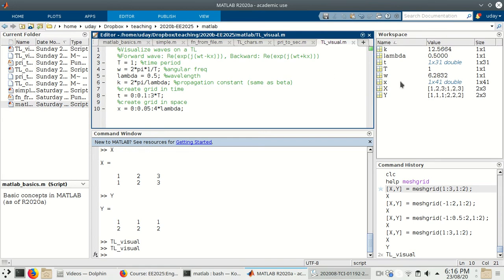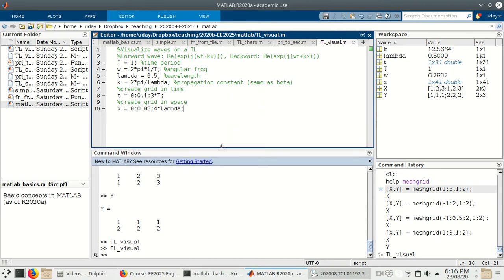It's created a time array which has 31 time instances and a space array which has 41 instances. These grids in time and space need not be of the same length. It does not matter. Now it's time for us to use our space time grid. So let's write, create space time grid using meshgrid. We'd like to visualize space as the x-axis, so I'm going to call it capital X. Remember, MATLAB is case sensitive.